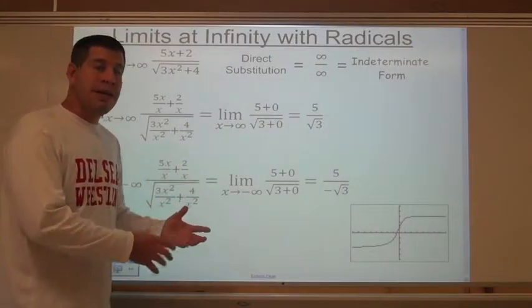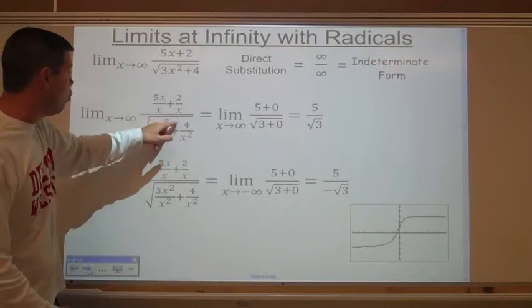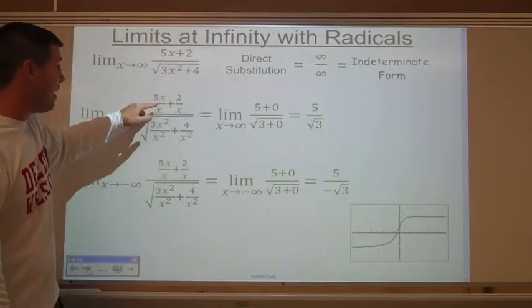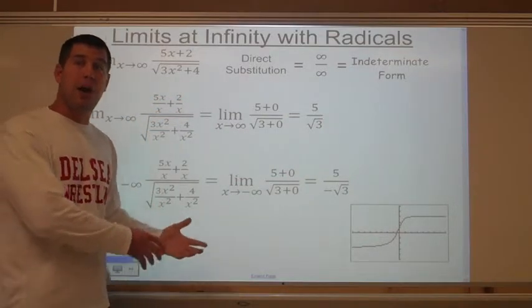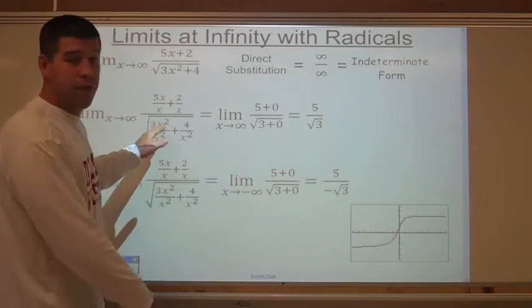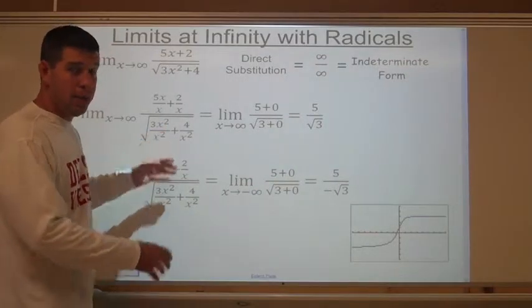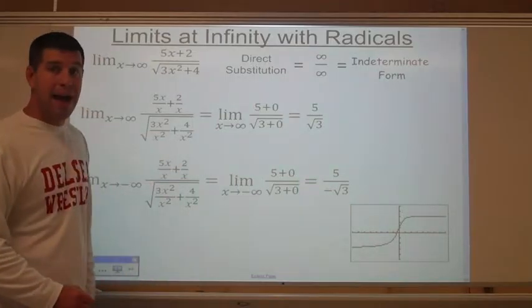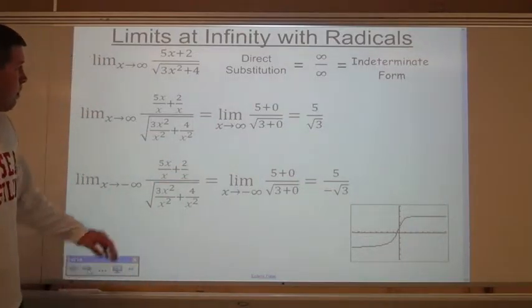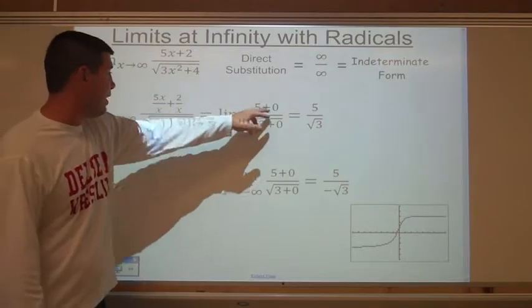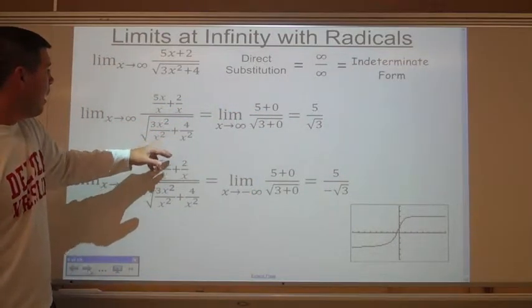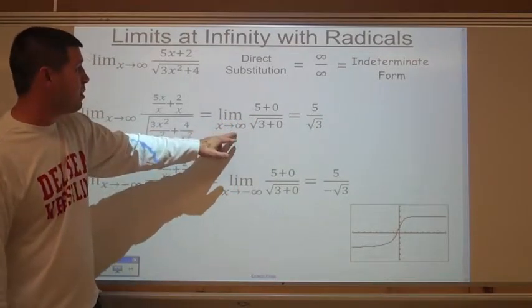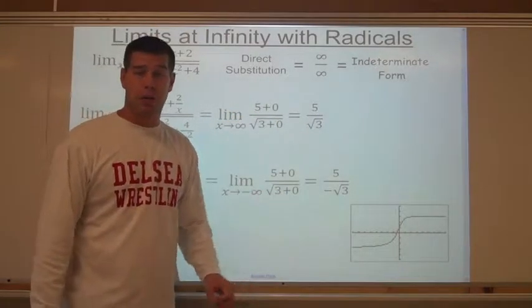But in your numerator, since in your denominator you're dividing by the square root of x squared, in your numerator you're only going to divide by x. 5x over x and 2 over x. Since the square root of x squared is x. If it was an x to the fourth under the radical, then you would divide the numerator by an x squared. You take the square root of whatever that highest power was. Simplify this, you get 5 plus 0 as x goes to infinity, and you get the square root of 3 plus 0 on the bottom. So you get the limit as x goes to infinity of 5 over radical 3.